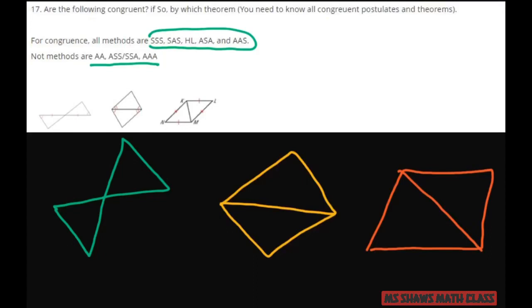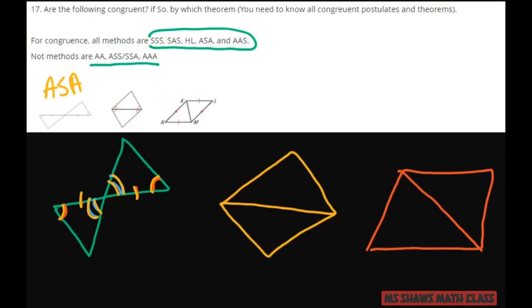So for the first one, we have this angle is congruent with this angle, this side is congruent with this side. Now we know from our vertical angle theorem that these angles are also congruent. So I'll just put two here, in different colors. So these triangles are congruent by your angle, side, angle.